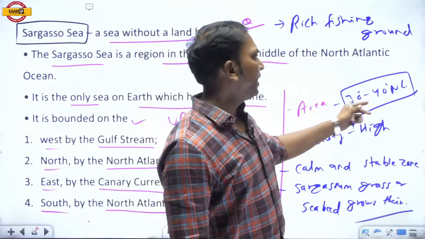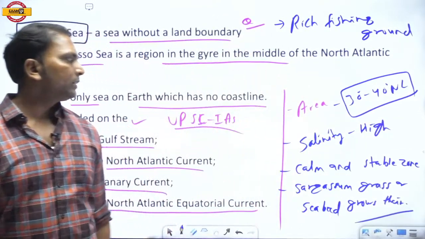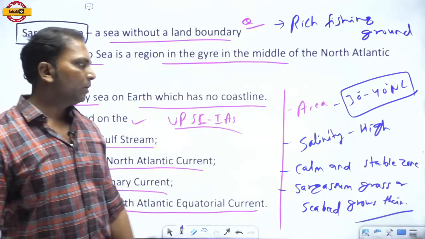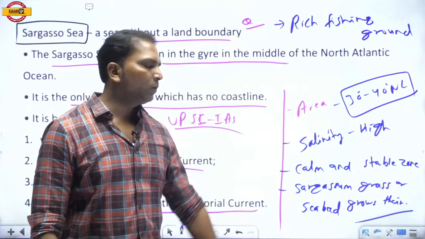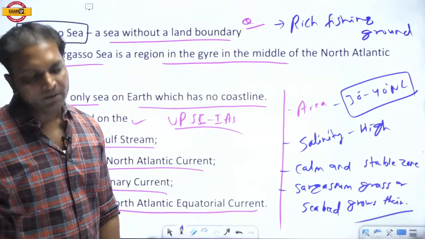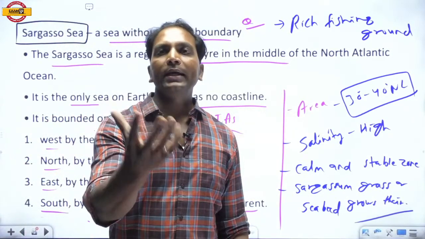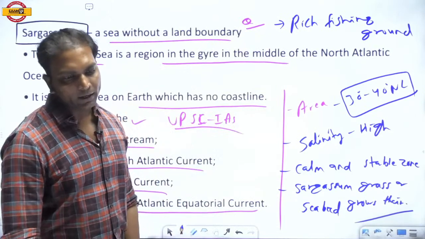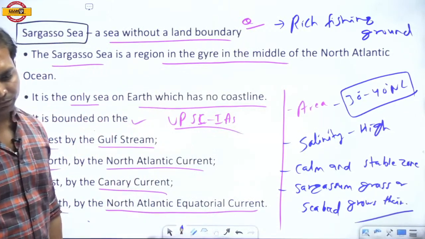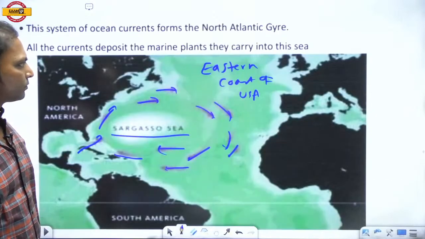So the areas around the 30 degree to 40 degree north latitude, and the salinity is high because of the calm and stable zone. Sargassum grass or seaweed grows there. The name Sargasso is given because Sargassum grass, the seaweed, is found there. Is it clear about the Sargasso Sea?